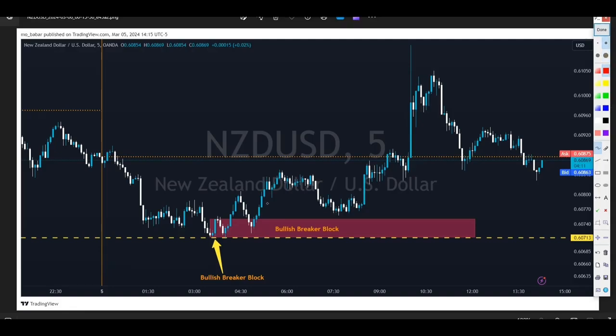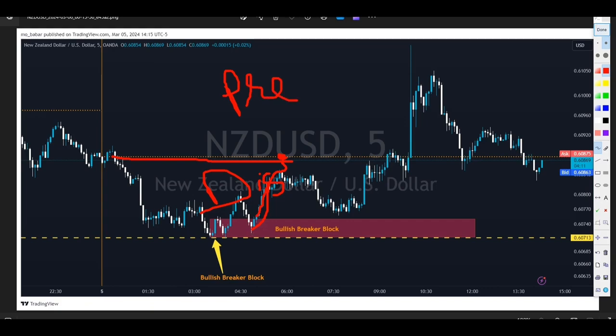long. In this scenario, if I have entered here, my target would have been midnight open. Simple. This line is midnight open. I took a buy in the discount zone, not in the premium zone. I hope this is clear. If you guys still have questions, you can ask me.